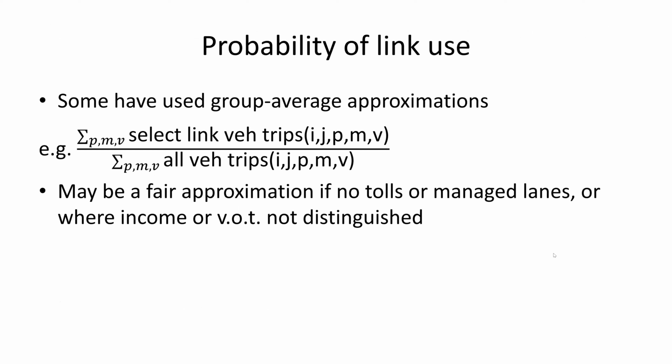Now, a related approach that has come up and we've seen done recently is to use a group average approximation, where you take the select link trip tables and just add them up for all the periods, occupancies, and value of time classes for the day, and compare them to the vehicle trips of the day. I would consider that a fair approximation, as long as you're not distinguishing trips that have tolls or managed lanes, or you're not concerned about distinguishing income classes or value of time classes.